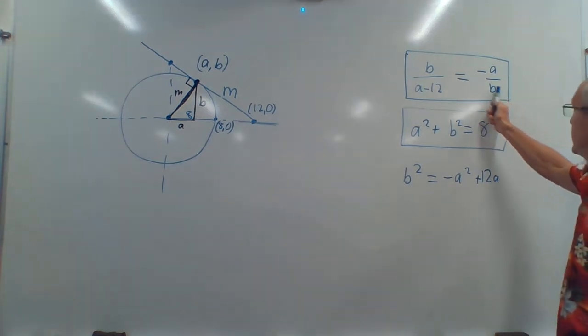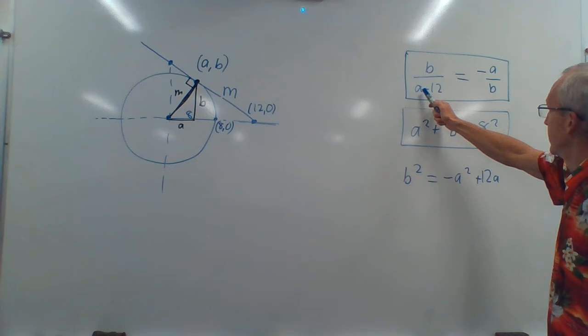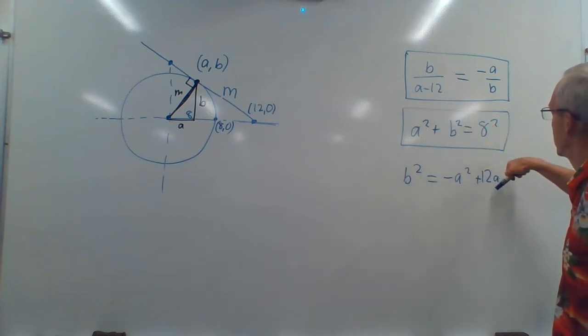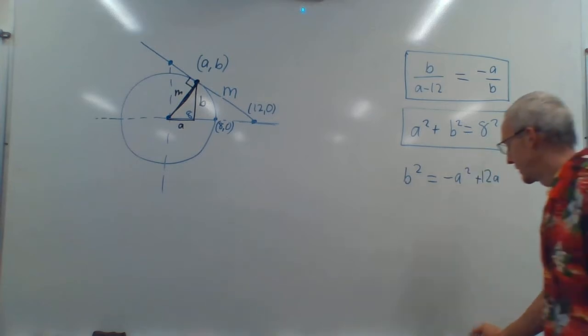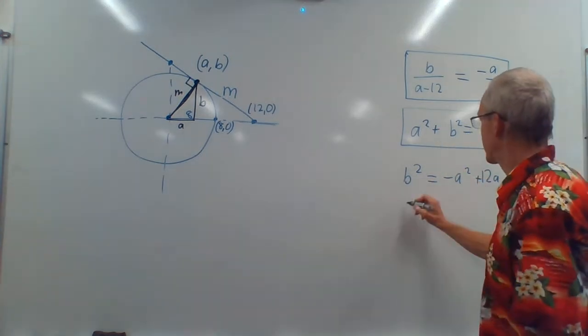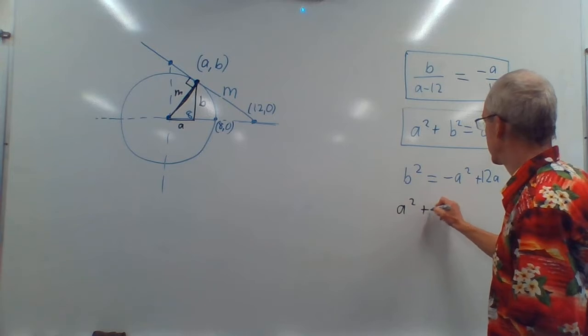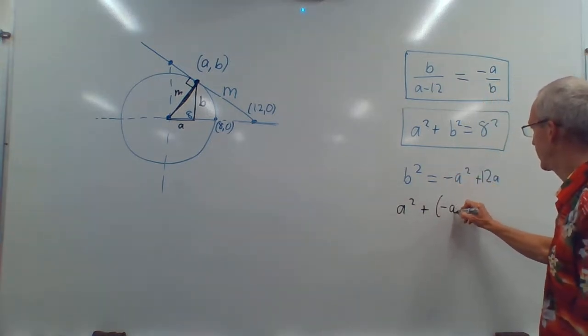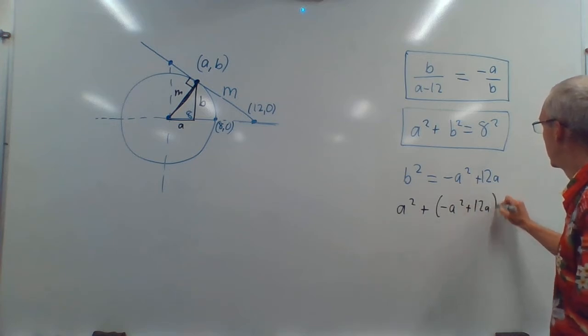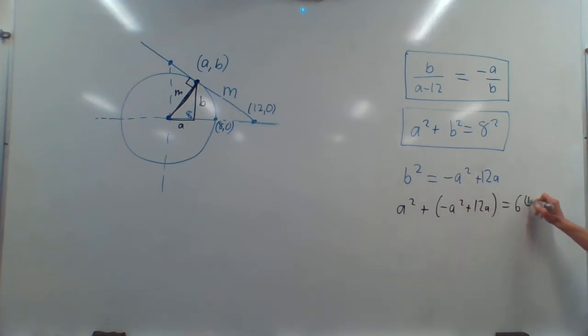Make sure I did that right. B times b is b squared. Negative a squared. Okay, I think I did that right. Now we can plug that into our circle equation. So, a squared plus b squared, which is this, plus negative a squared plus 12a is equal to 64.